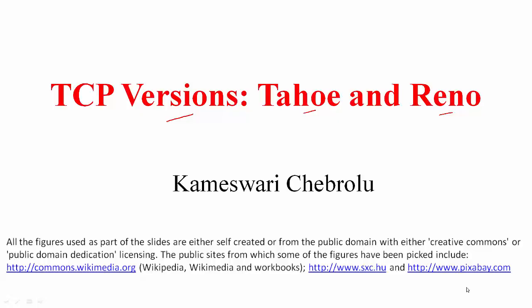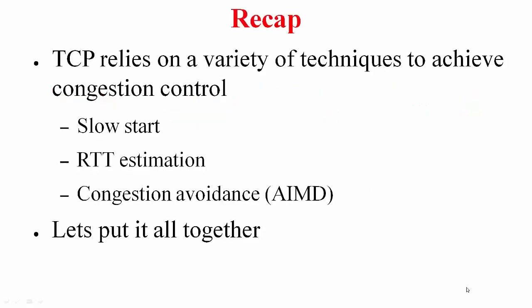But anyway, a few quick questions. To do congestion control, TCP relies on these three mechanisms. Slow start is about filling the pipe. RTT estimation is about conservation, that is, not putting a packet in unless one is removed from the pipe. And congestion avoidance is about adapting to the path. So in this video, we will put them all together in different TCP versions and look at some concrete examples.